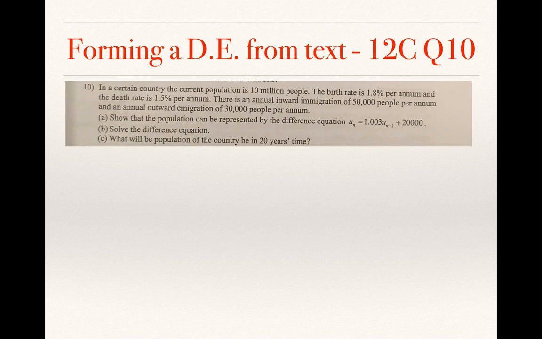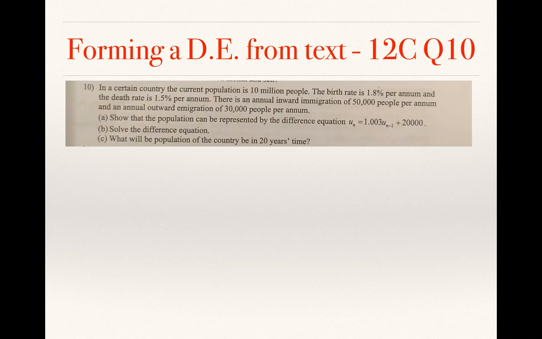We're told there's a birth rate of 1.8% per annum and a death rate of 1.5% per annum. Now we're going to have to put those together eventually, but the way I think about this just for this question is I'll do them separately and then put them together so you can see what happens if there's a birth rate versus what happens if there's a death rate in the country. Okay, the next sentence then is there's an annual inward immigration of 50,000 people per annum. So that's a constant amount coming in of 50,000. That's plus 50,000. And there's an outward emigration of 30,000 per annum. So that's a minus 30,000 per annum.